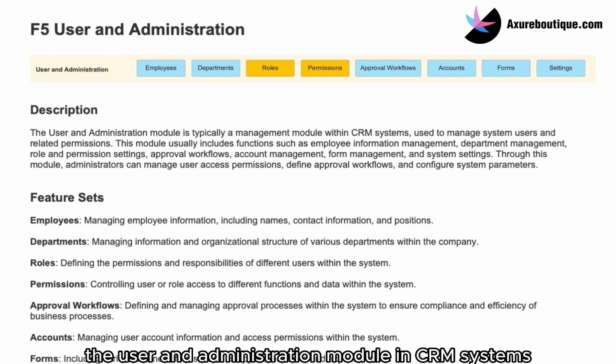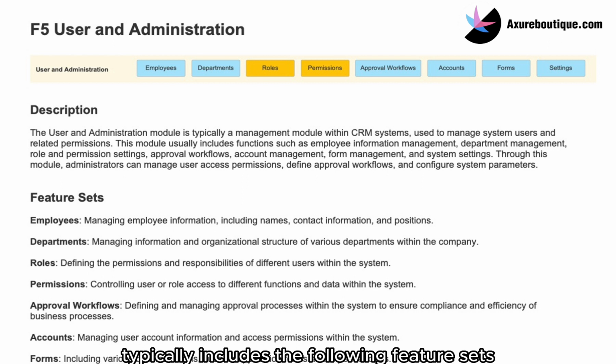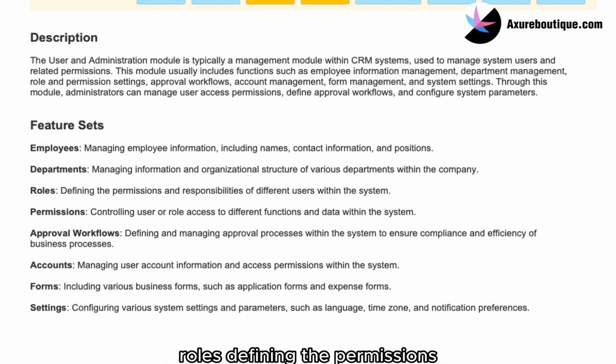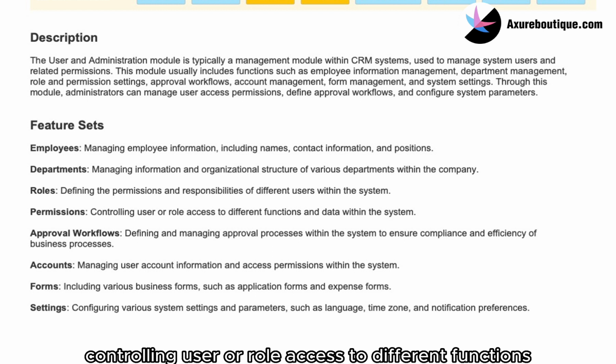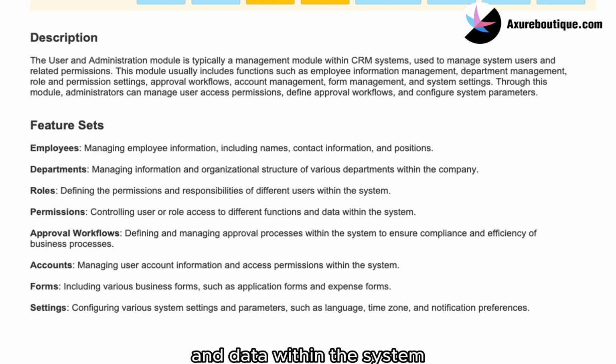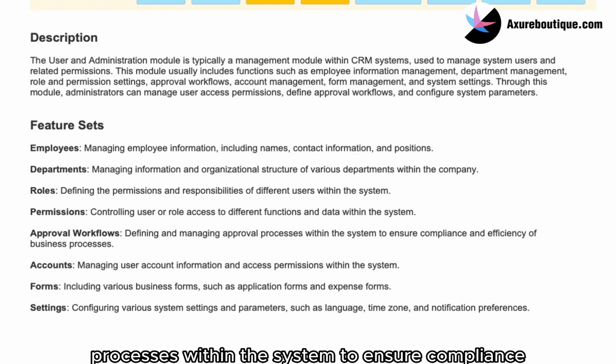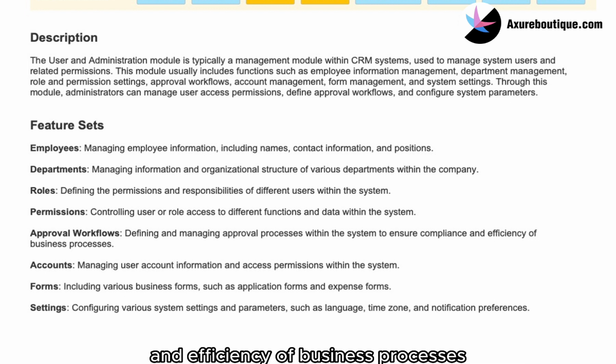The User and Administration module in CRM systems typically includes the following feature sets. Employees, managing employee information, including names, contact information, and positions. Departments, managing information and organizational structure of various departments within the company. Roles, defining the permissions and responsibilities of different users within the system. Permissions, controlling user or role access to different functions and data within the system. Approval workflows, defining and managing approval processes within the system to ensure compliance and efficiency of business processes.